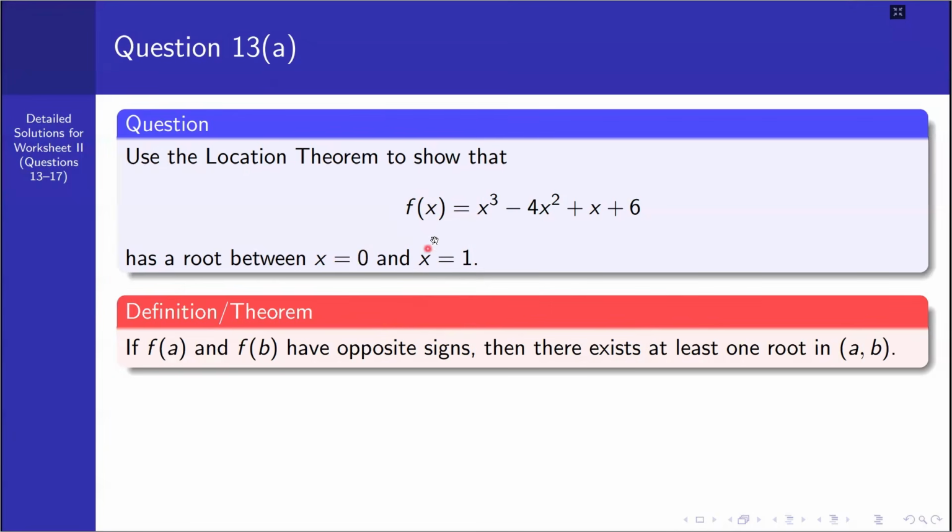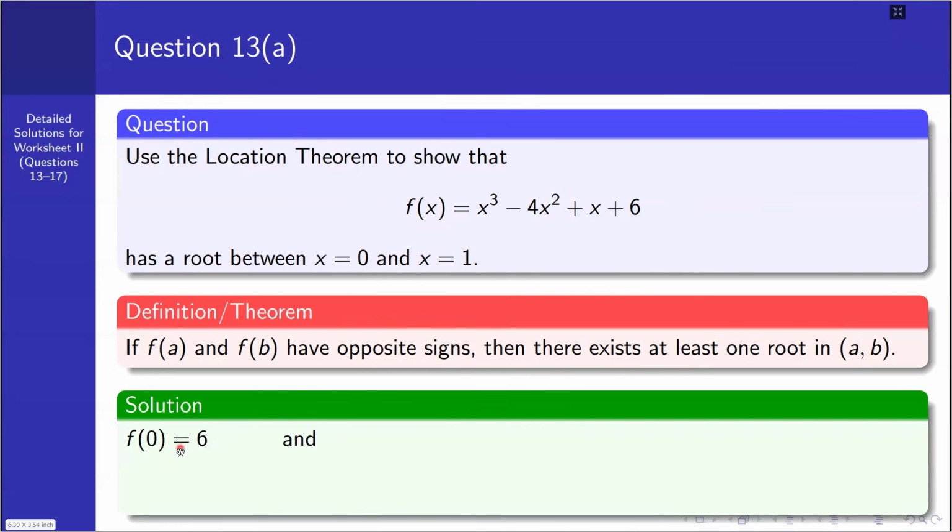We have to check by the sign of the functional values f of 0 and f of 1. If the signs of f of 0 and f of 1 are opposite, then that is an indication, or the location theorem guarantees, the existence of one root for this function between 0 and 1.